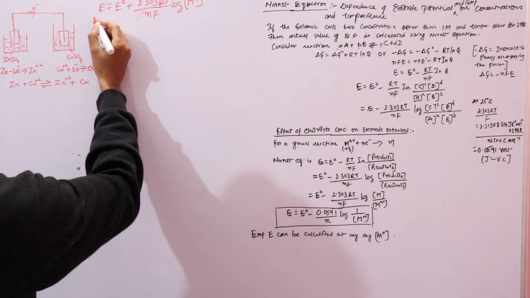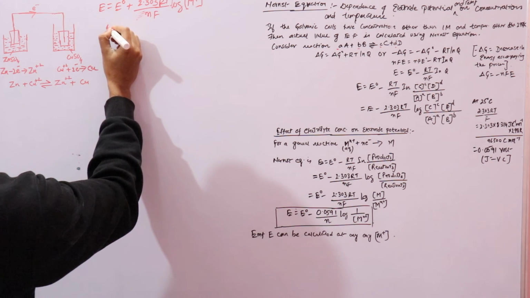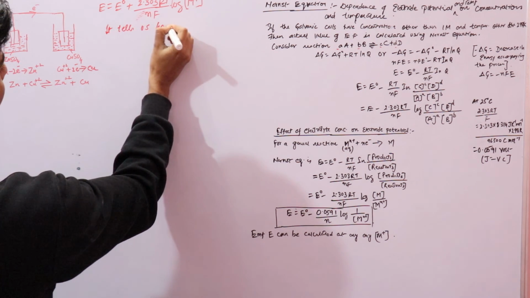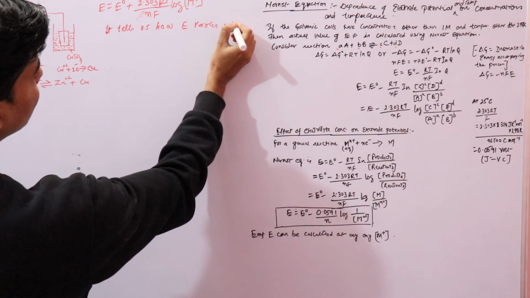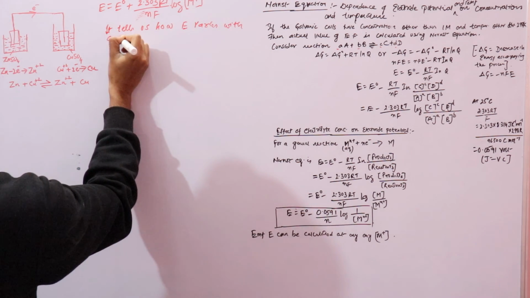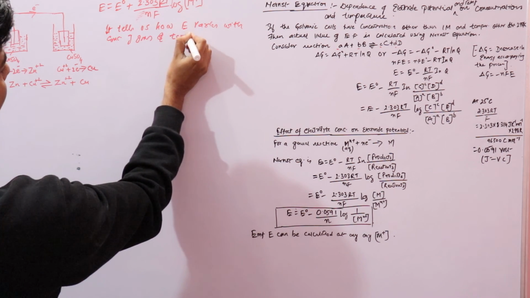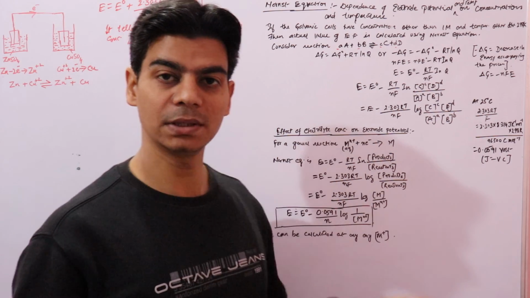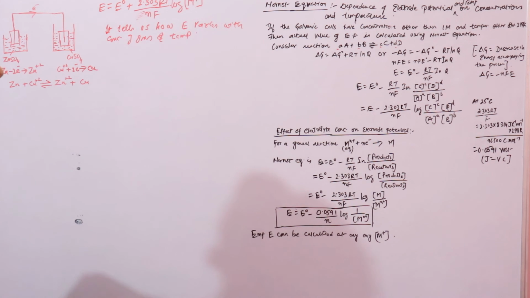So the value of E0 can be seen from the electrochemical series, right? So it tells us how E varies with concentration of ions and temperature. This is what the Nernst equation tells us: concentration of ions and temperature.